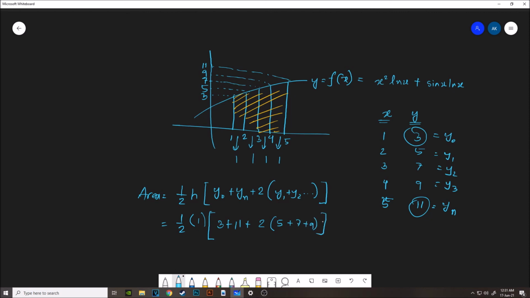So let me explain this formula again. H is the common strip interval, that is 1. Y naught is the first value of y, that is 3. Yn is the last value of y, that is 11. Then you add all the middle values of y, that is 5, 7 and 9, and then multiply them by 2. Not going into the derivation, you can find the derivation in your book, and from here you can calculate the area. So this little concept should allow you to do the rest of the maths from this chapter.